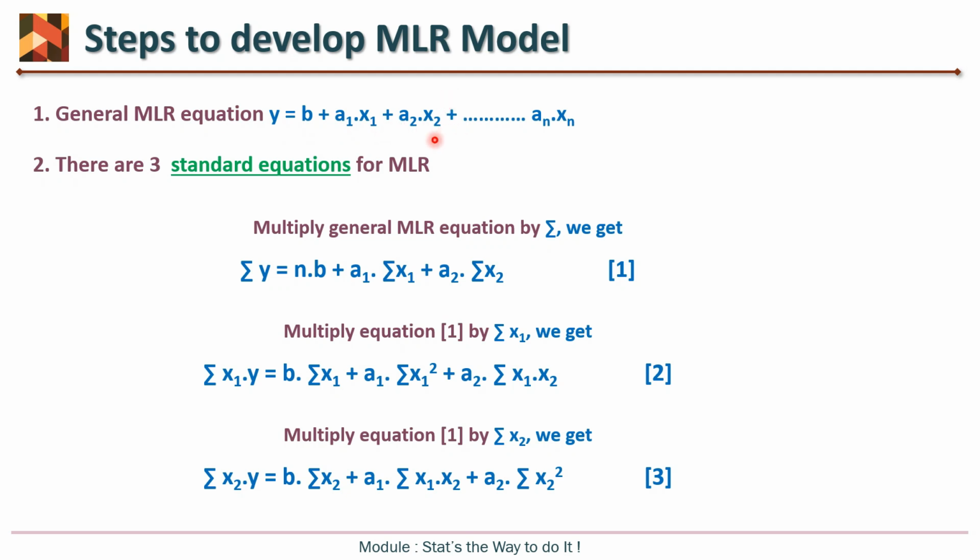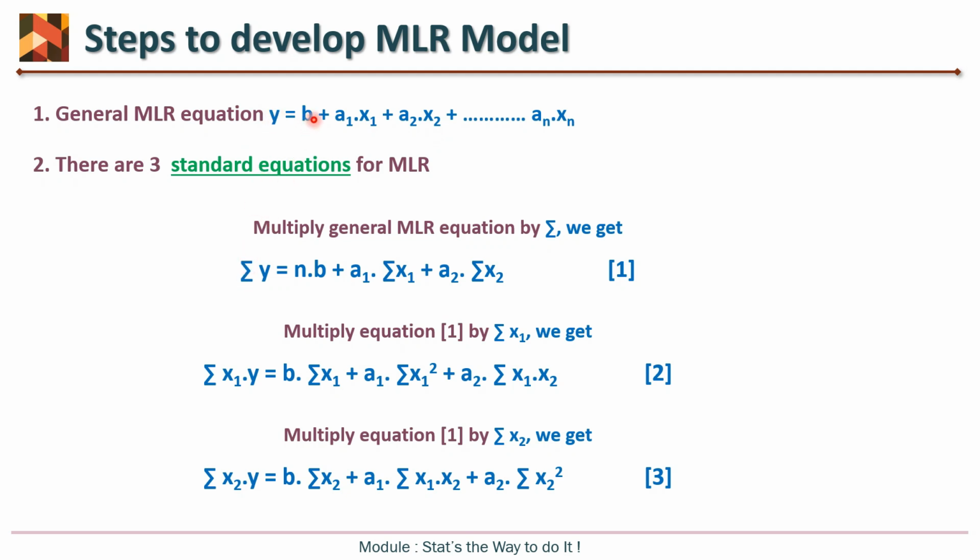Okay, so how I get these 3 equations 1, 2, 3, which are standard equations. Either you memorize them, or if you want to understand how these equations are derived, just look at this explanation carefully. For equation number 1, we will multiply the general MLR equation by summation. I will multiply it by summation, so it will become summation y.